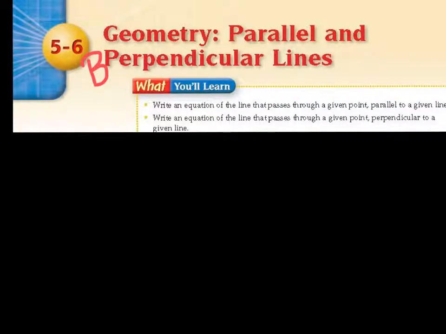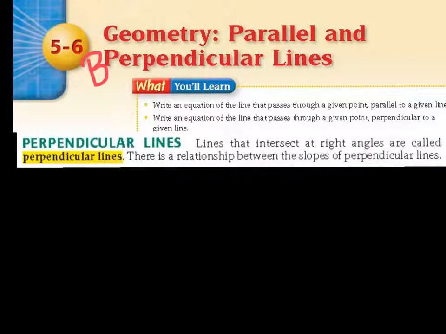We're going to finish up 5.6 with perpendicular lines. So we're going to look at how to write an equation of a line that passes through a given point perpendicular to a given line. Lines that intersect at right angles are called perpendicular lines. There is a relationship between the slopes of perpendicular lines.